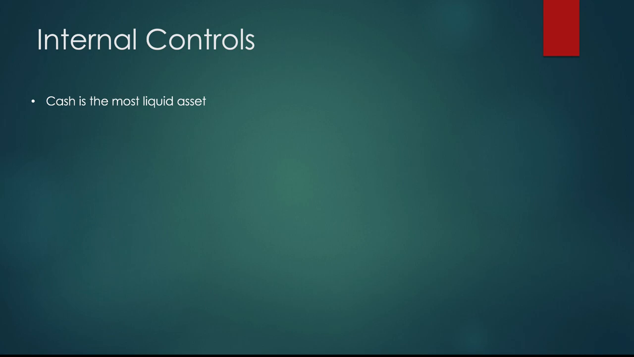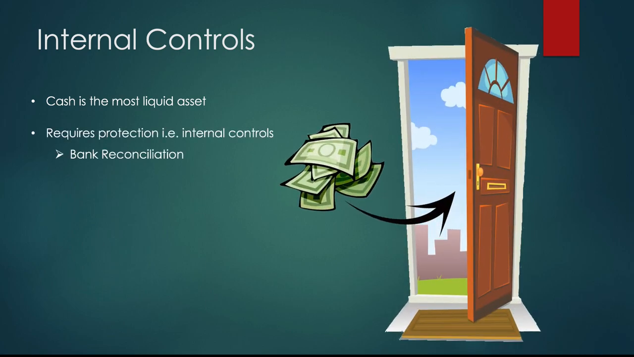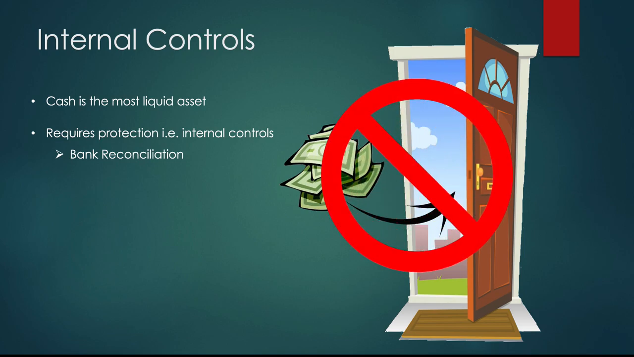Cash is one of the most liquid and easily transferable assets of a company, so internal controls are paramount to ensure that it isn't just flying out the door. One of the most effective methods of doing so is a bank reconciliation, the process which I'll be explaining today.